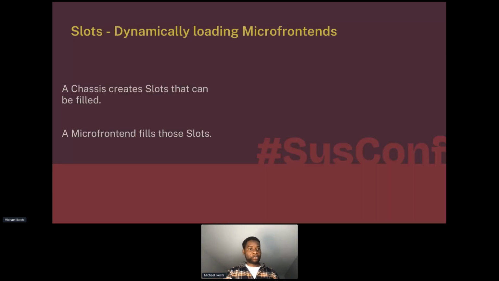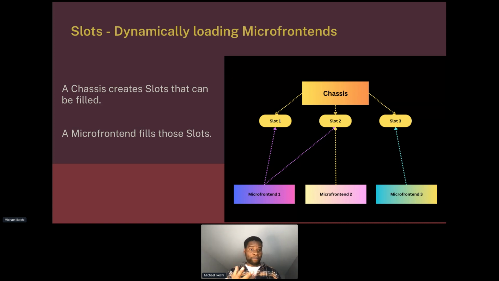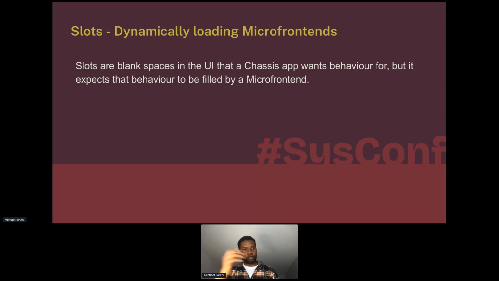Now, what is this abstraction? The way I found to do this is something called slots. The explanation for slots is that a chassis app has slots that can be filled by micro-frontends. And in turn, the micro-frontends tell us which slots they can fill. So you have that concept. The chassis says, I have these slots, these blank spaces that I want someone to fill. And the micro-frontends go and say, yeah, I can fill these slots. So you have a way to match these two together. And that's how it works.